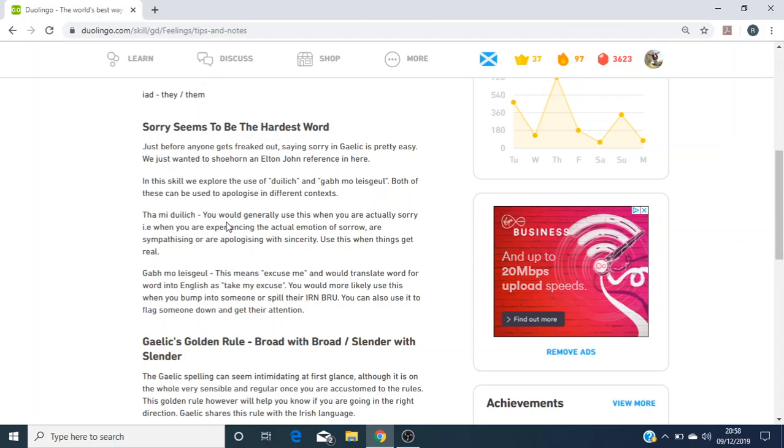Tha mi duilich. You would generally use this when you're actually sorry, i.e., when you're experiencing the actual emotion of sorrow or sympathising or apologising with sincerity. Use this when things get real, if you accidentally walk in front of someone or whatever. Gabh mo leisgeul means excuse me and would translate word for word into English as take my excuse. You would more likely use this when you bump into someone or spill their Irn-Bru. You can also use it to flag someone down to get their attention, in much the same way as you'd use excuse me in English.